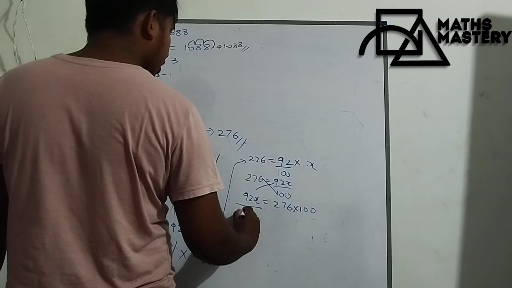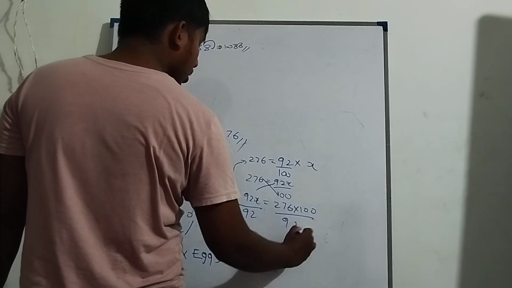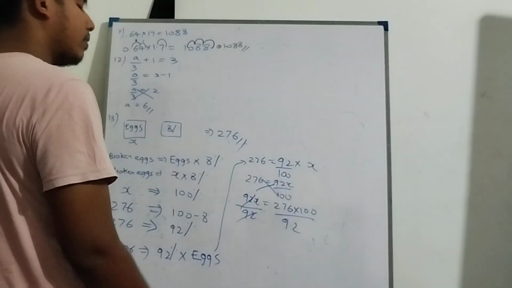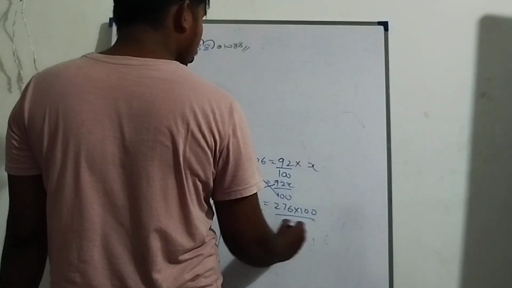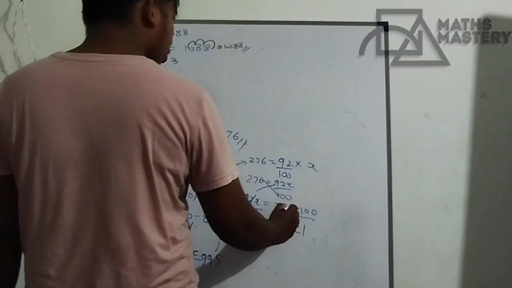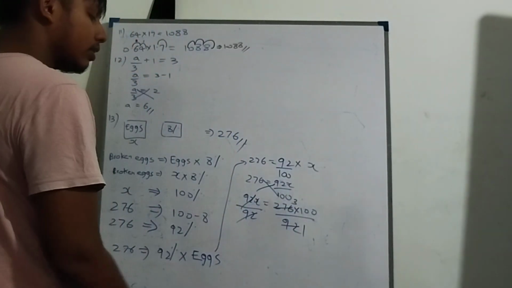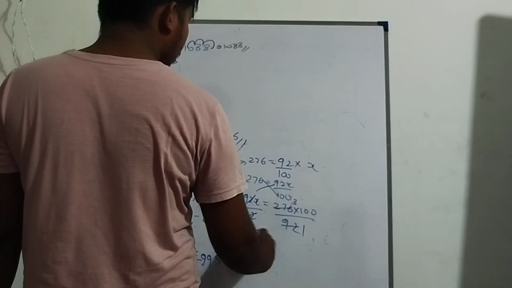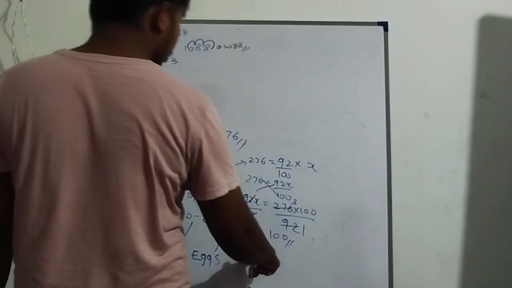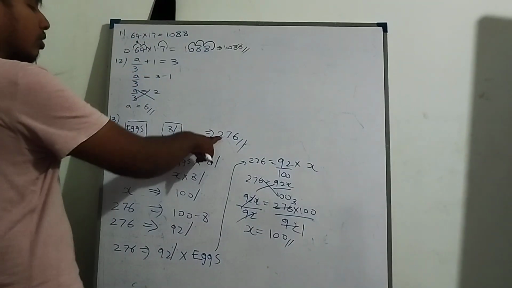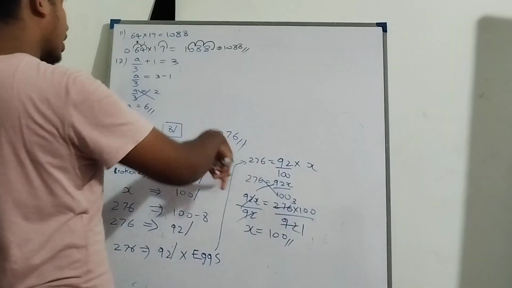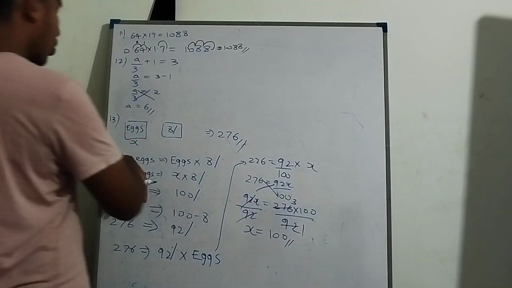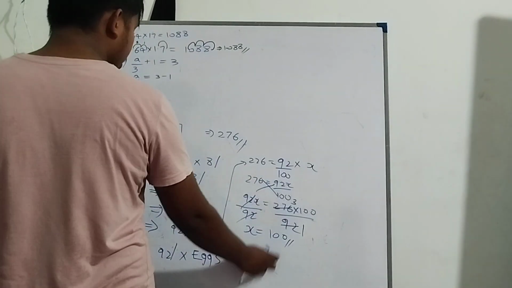So you divide by 92. Okay, 92 cancels. 276, you divide by 92. When you are dividing, students, 92 times 1 is 92. 92 times 3 is 276. You can do the calculation and you can get the answer. So the number of total eggs which was presently had was 100 eggs. From 100 eggs, students, 276 have been the good eggs, and there is 8% of eggs which was broken. Okay, so they are asking the total eggs, so this is the answer.